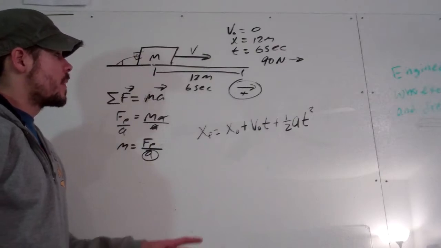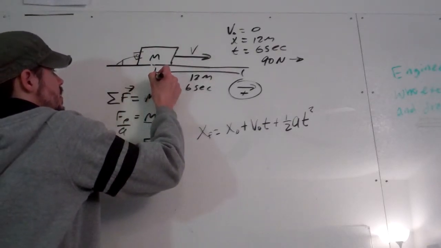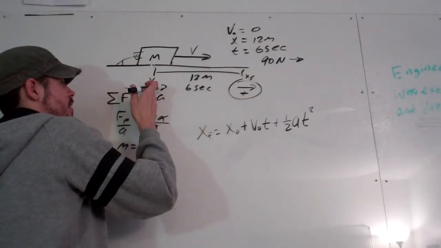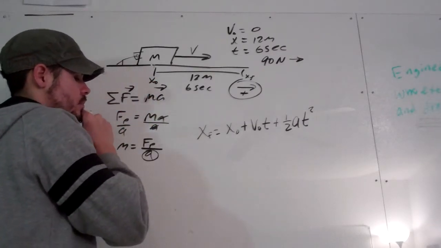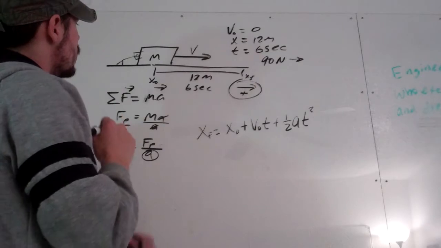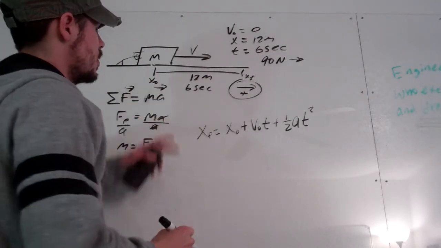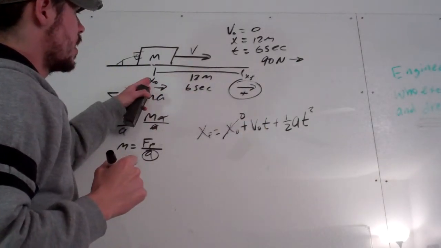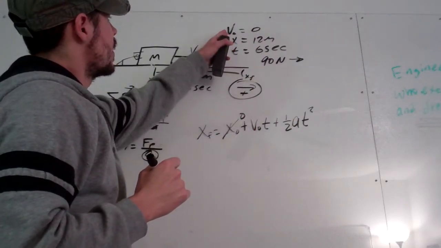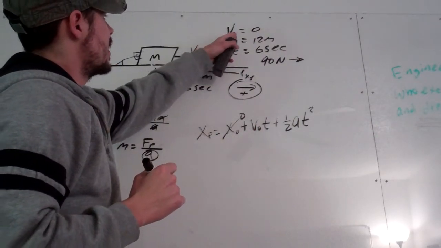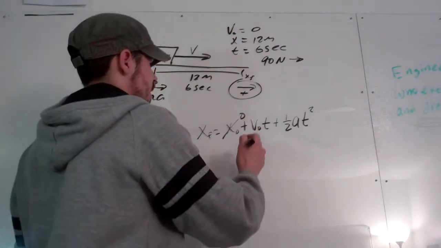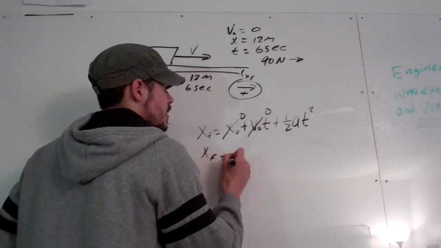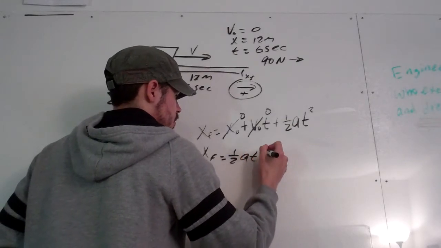Now, our system right here, this is x naught and this is x final, and we started at x naught is equal to 0. So here's the origin. And where x naught is equal to 0, v naught is equal to 0. So we started at 0, the velocity is equal to 0. So all we're left with is x final is equal to 1/2 acceleration times time squared.